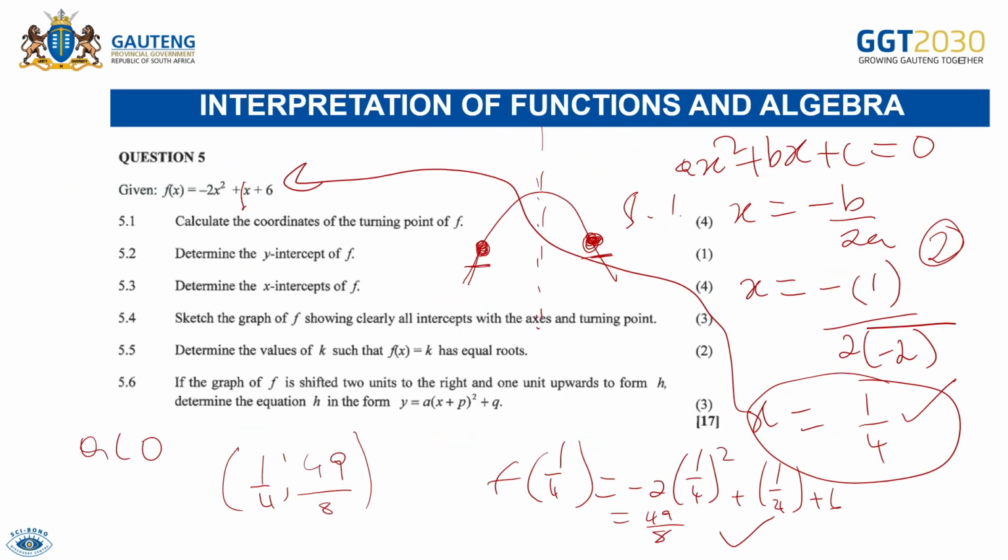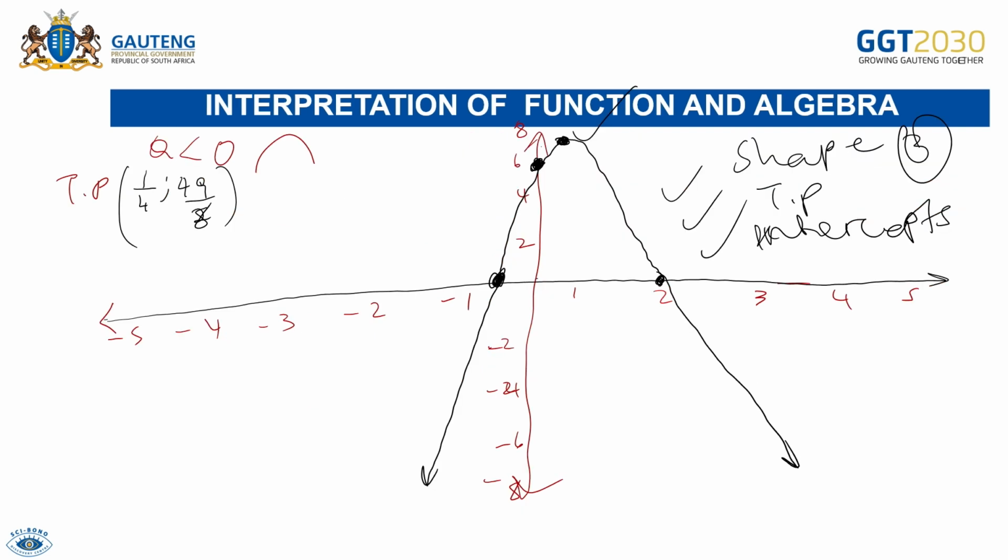Okay, so now 5.5, it is saying determine the values of k such that f of x equals k has equal roots. So for you to have equal roots, your discriminant needs to be equal to 0, ne? Or if I'm just looking at the graph, because it's just 2 marks, I think we should just look at the graph. If you are not looking at the graph, you can say, let me show you. I'll just show you on the side.